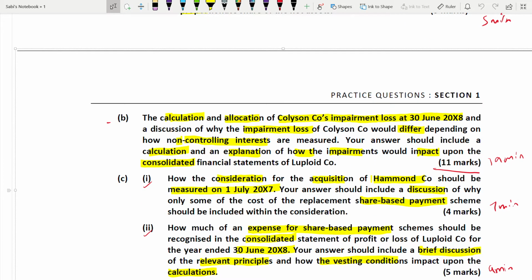part C. Okay, part B is for 11 marks, you can see, and it is about the calculation and the allocation of impairment loss. So we are going to deal with impairment loss. We are going to discuss why the impairment loss would differ when the NCI was measured in two different ways, and calculation and explanation of how impairment can have an impact on the consolidated financial statements.